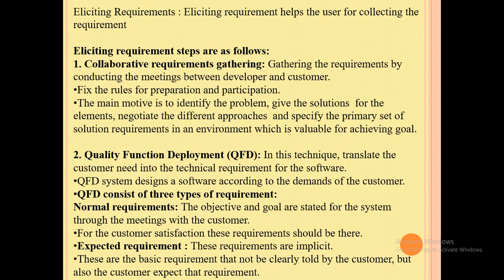Okay, now let's talk about eliciting requirements. As we said, we can collect it from anywhere, anyone, the data. So here there are certain steps for it. You have to collaborate in requirement gathering, meaning you have to collaborate with the developer and the customer. How do you collaborate? You're going to conduct meetings and you can gather the requirements. You're going to fix the rules for preparation and participation. Sometimes it is an open-ended interview, sometimes it is a closed-ended interview, or structured or unstructured. The main motive of this particular step is to identify the problem, give the solution for the elements, negotiate different approaches, and specify the primary set of solution requirements in an environment which is valuable for achieving the goal.